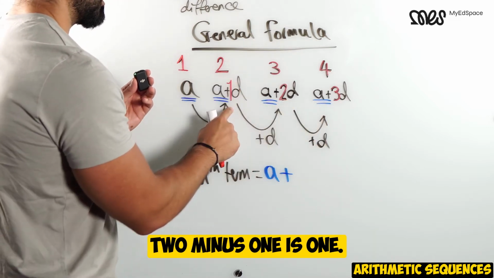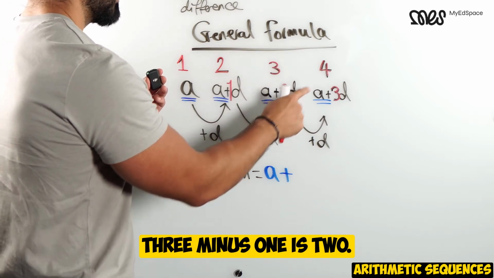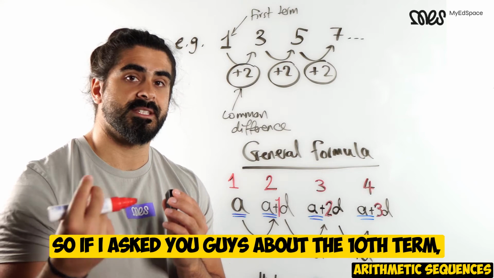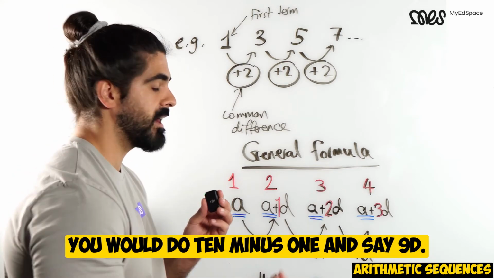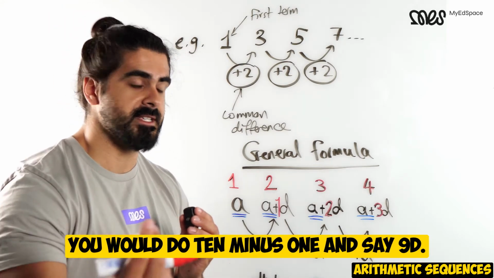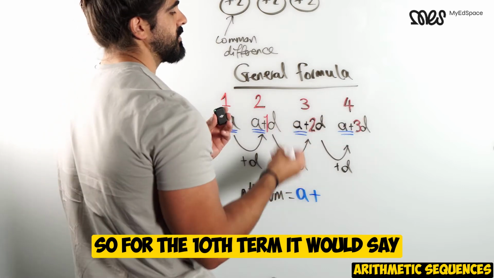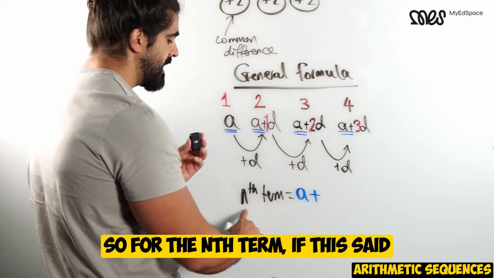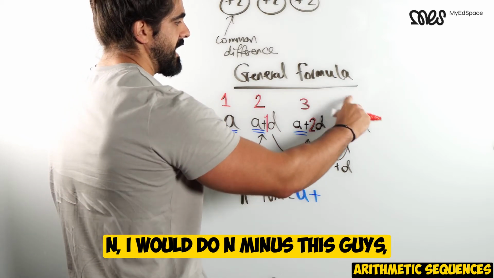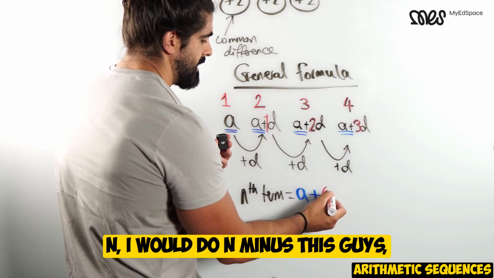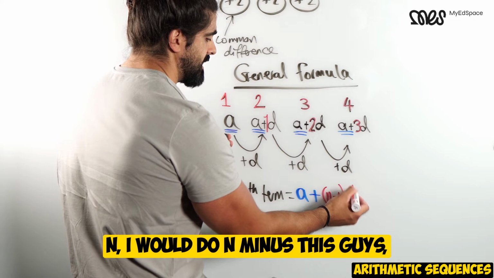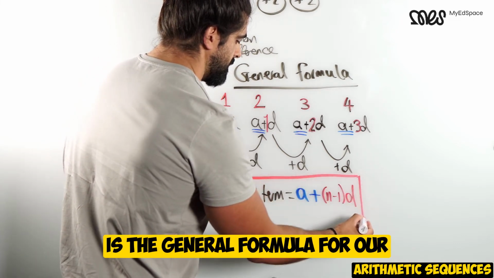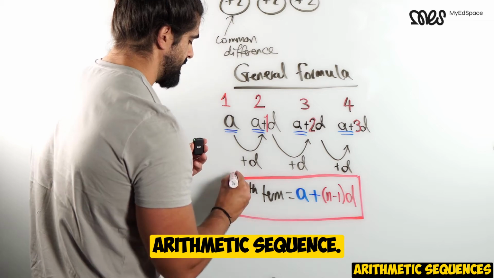2 minus 1 is 1. 3 minus 1 is 2. 4 minus 1 is 3. So if I asked you about the 10th term, you would do 10 minus 1 and say 9D. So for the 10th term, it would be A plus 9D. For the nth term, if this said N, I would do N minus 1 D. And this is the general formula for our arithmetic sequence.